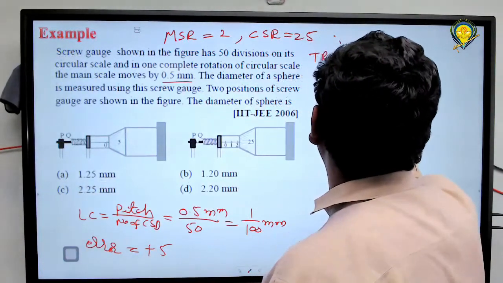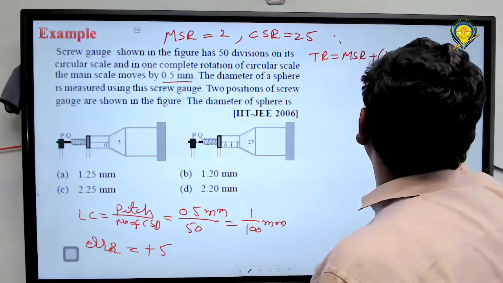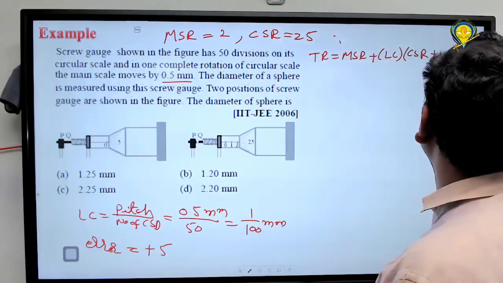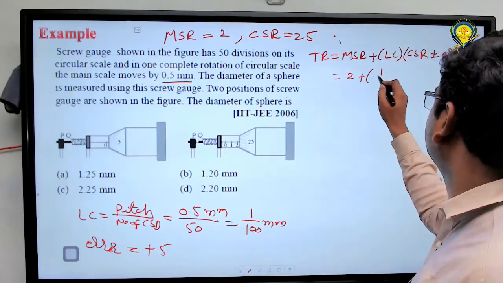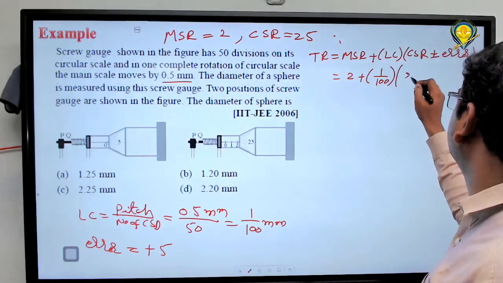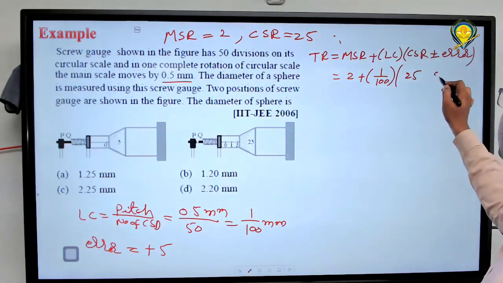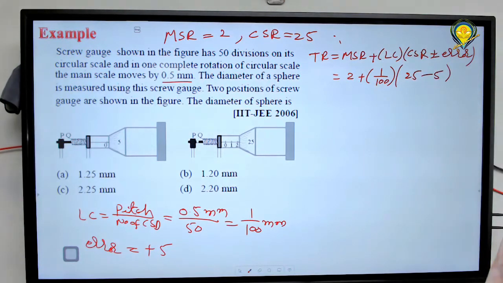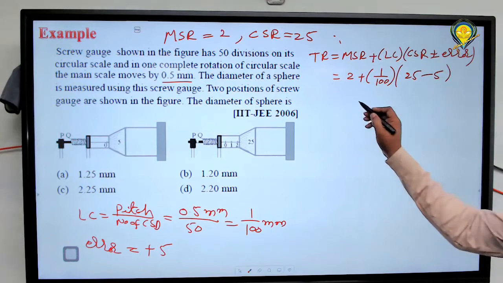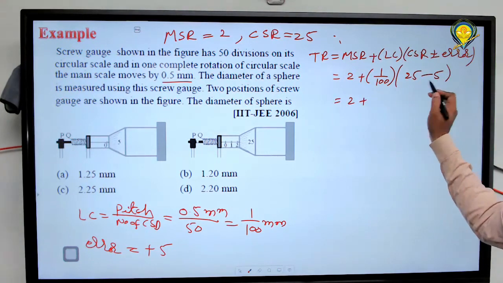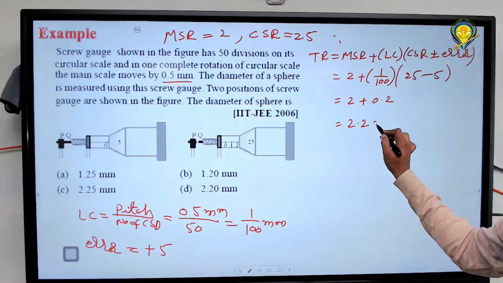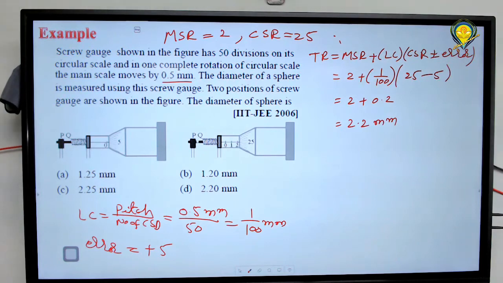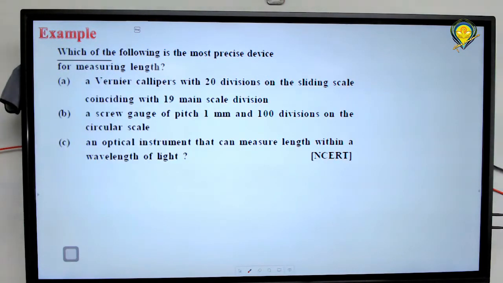Main scale reading plus least count into circular scale reading plus or minus error. Now main scale reading is 2 plus the least count is 1 by 100, circular scale reading 25, plus 5 or minus 5? Minus 5. Next 2 plus 20 by 100, 0.2. That equal to 2.2 millimeter. 2.2 millimeter. Option B. Try to solve this one.